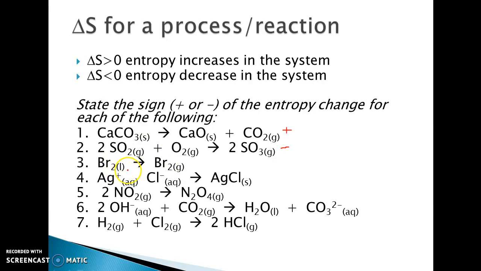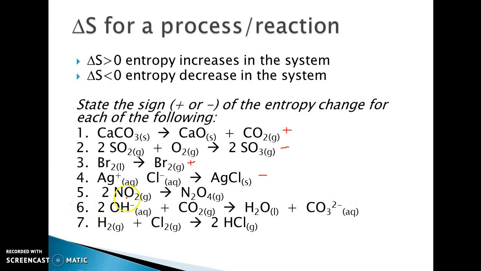Here we have something going from being a liquid to a gas, and when we go from a liquid to a gas, that automatically is an increase in entropy because we know a gas possesses more entropy than a liquid. For the fourth one, we have some dissolved ions that then form a precipitate. Dissolved ions possess more entropy than a solid, so this is a decrease in entropy.